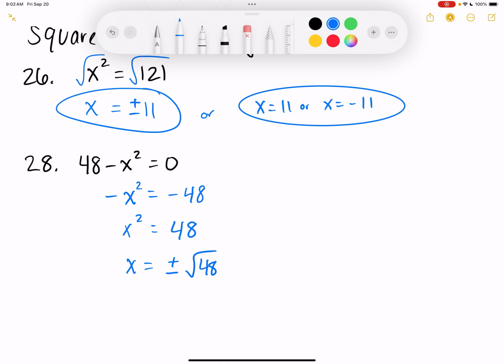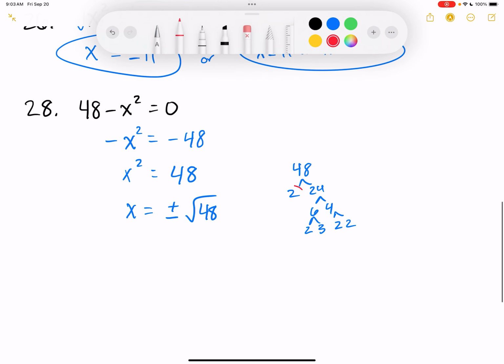So 48 would factor into what? 2 and 24. 24 would factor into 6 and 4. 6 factors into 2 and 3. 4 is 2 and 2. So now I can take out one pair of 2's, two pair of 2's, and then I have a 3 left over. So my answer is going to end up being x equals plus or minus 2 times 2, so 4 root 3.